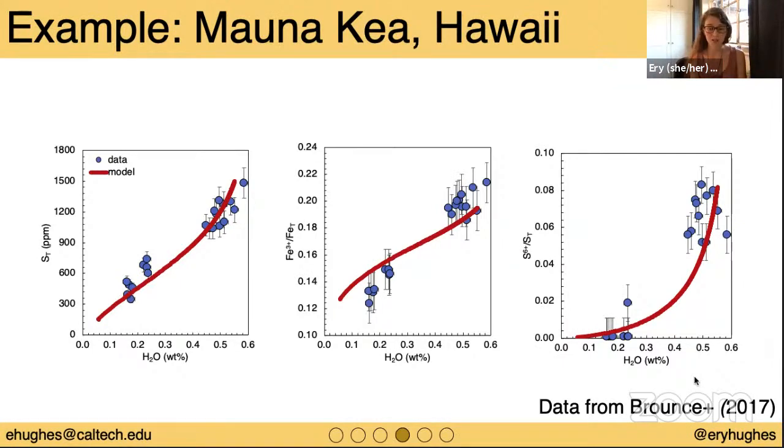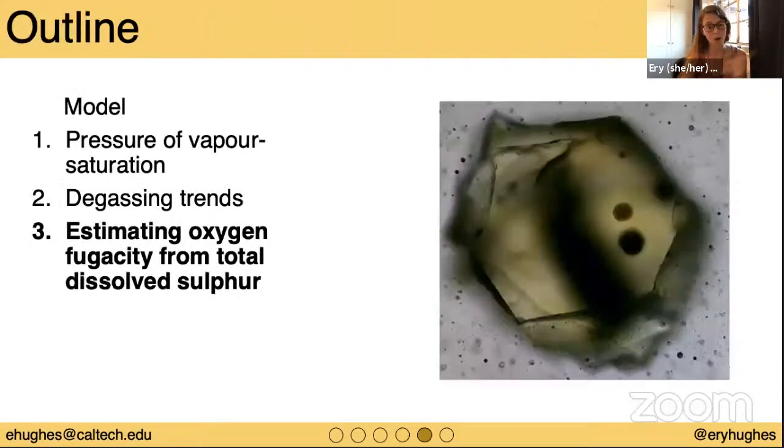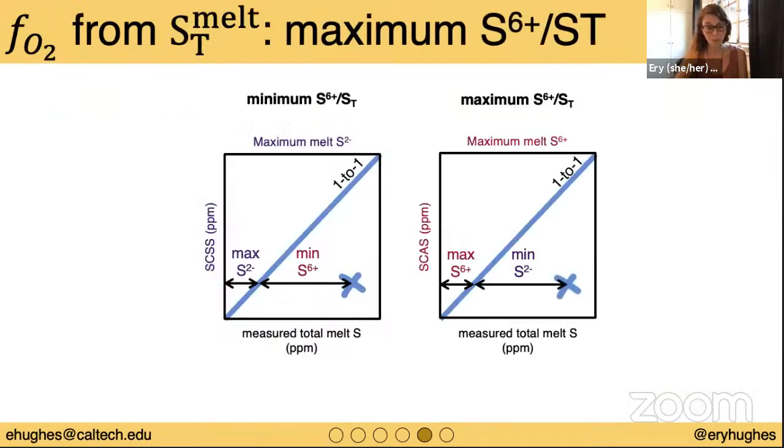And it suggests that the reason we're seeing reduction during degassing is because we're having equilibrium degassing under closed system conditions. I'll just skip this one to leave time for questions.